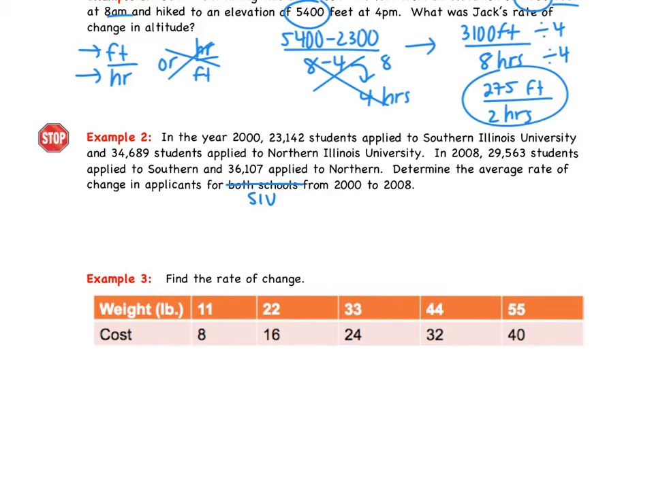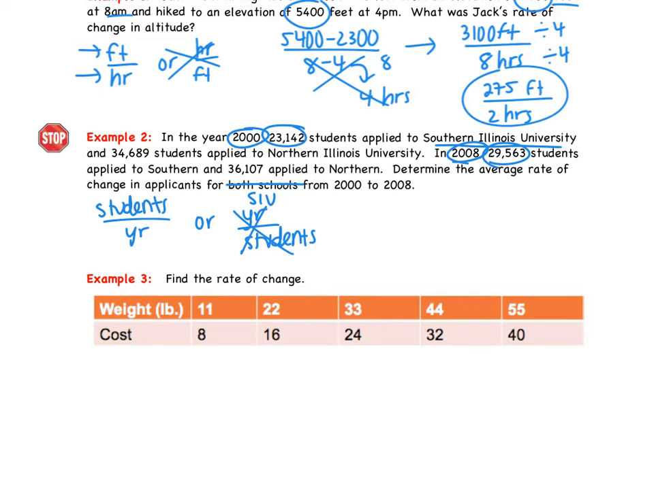Okay, so for Southern Illinois, we have a year, we have applicants, we have another year, and another amount of applicants. So first thing we got to figure out is our units. We have number of students, and we have change in year, or year per students. Now, students per year makes more sense. You can hear just by hearing it that it makes more sense.